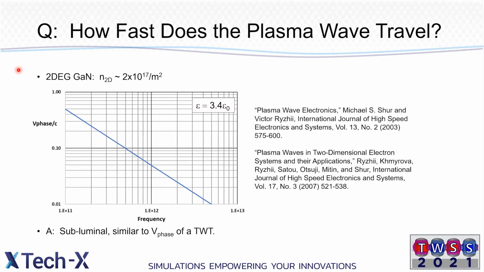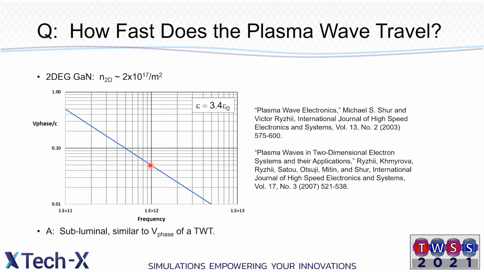So I said that this is a traveling wave. Well, how fast does one of these plasma waves go? If it's gallium nitride, we might have a two-dimensional number density of about 2 × 10^17 per meter squared. We've got a dielectric constant of about 3.4. You plug that into the formula, and remember it goes as 1 over frequency. So at 1 terahertz, that's this point right there, you get something going maybe 1/20th the speed of light.